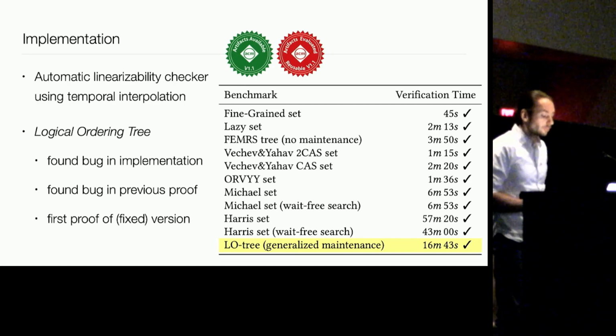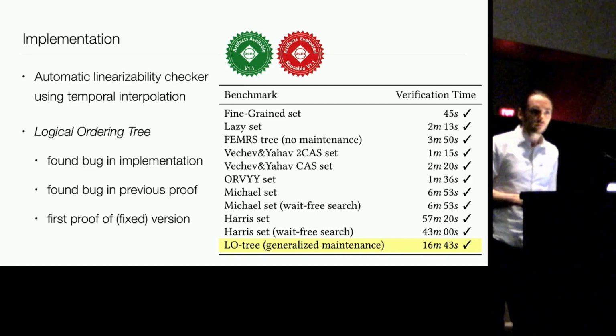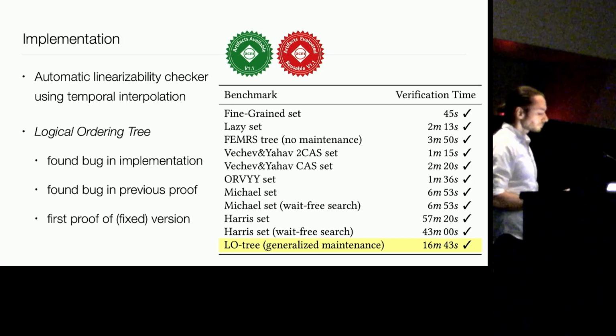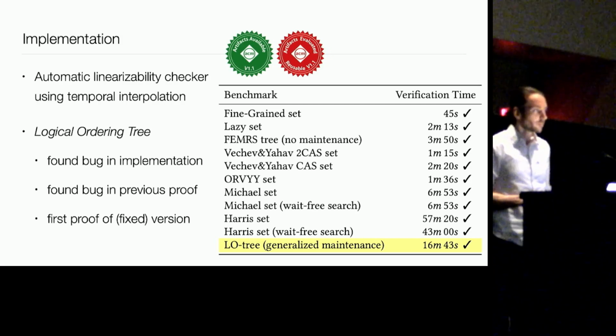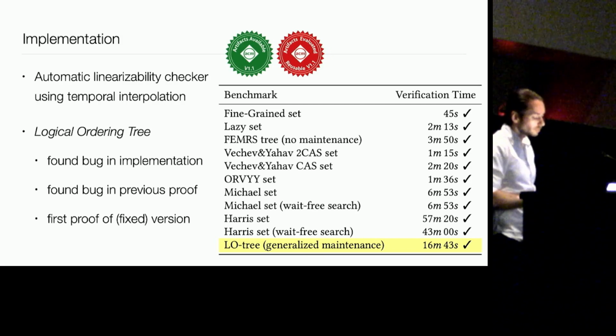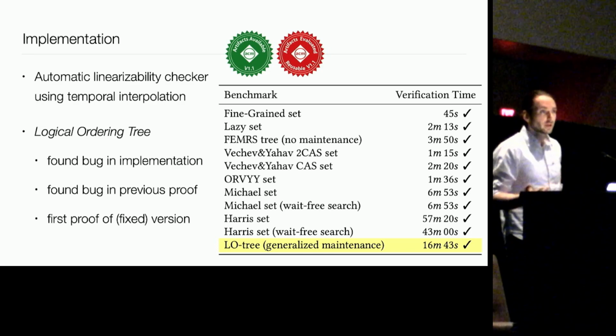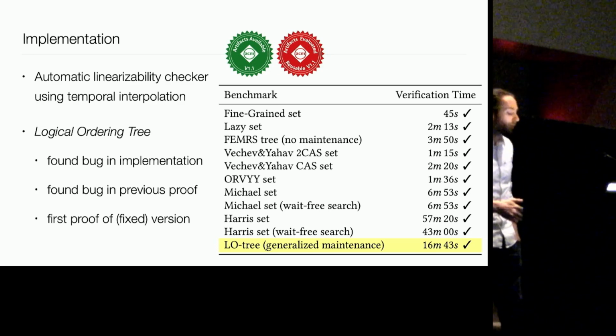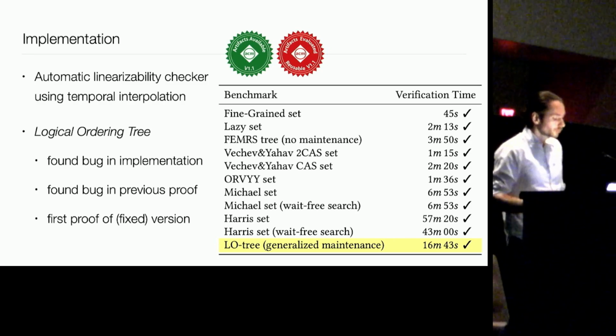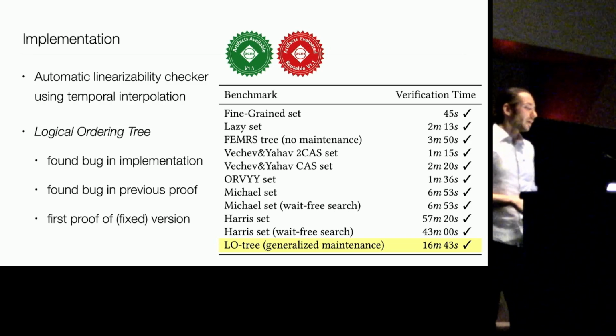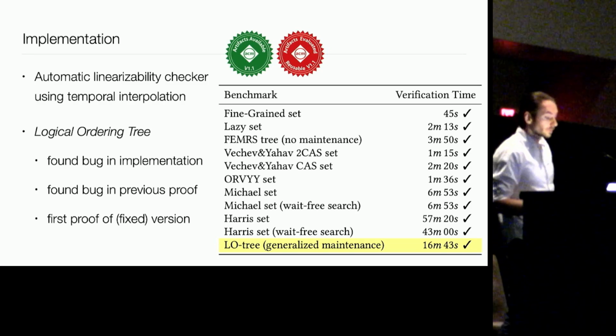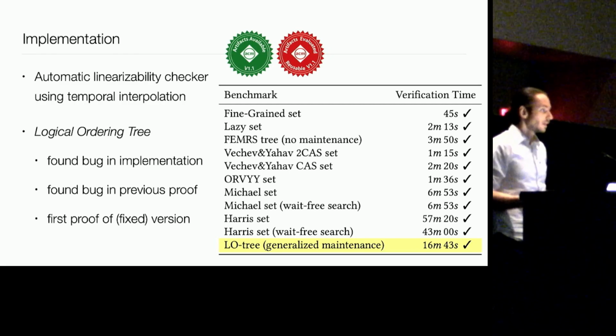We also found a bug in a previous proof attempt that was a pencil and paper proof attempt, and it didn't use a program logic. So altogether, our proof in the paper is the first proof of the fixed version of the logical ordering tree, and we are confident that this proof is correct because it is also generated by our tool. And with that, I thank you for your attention.